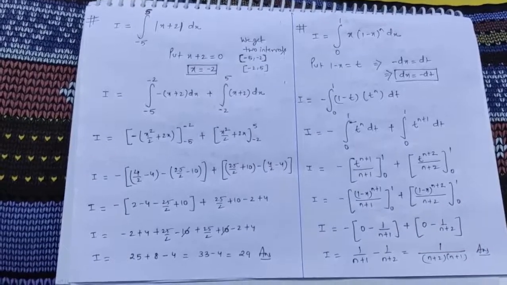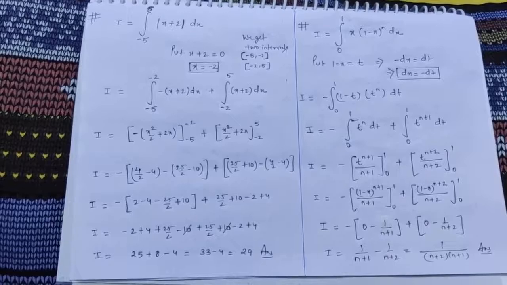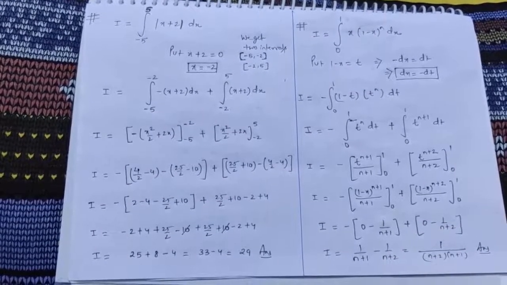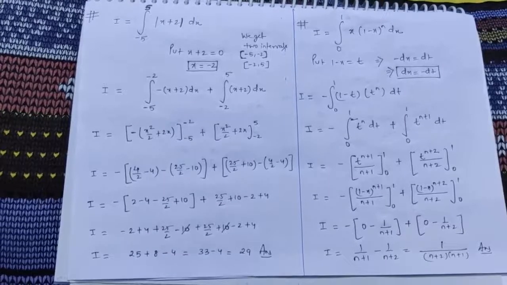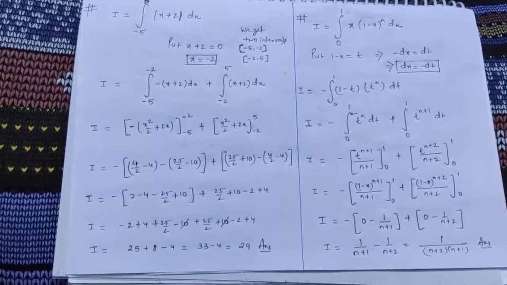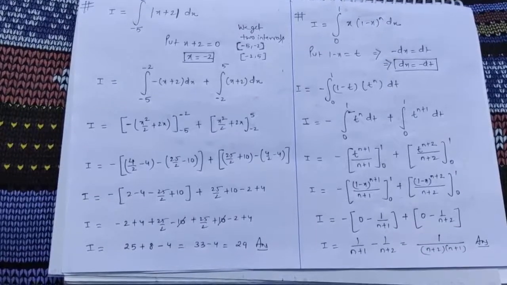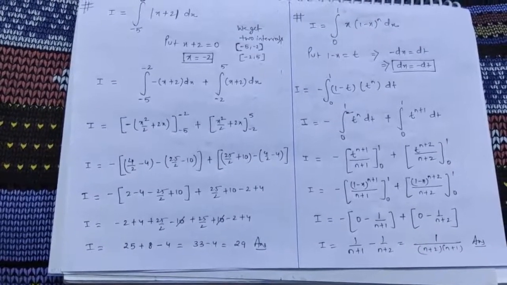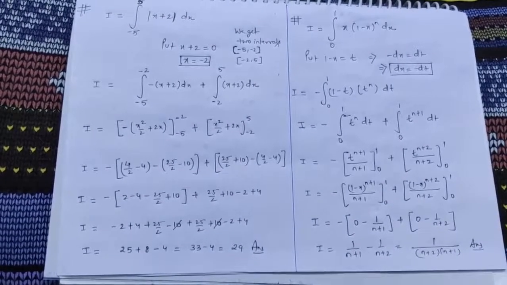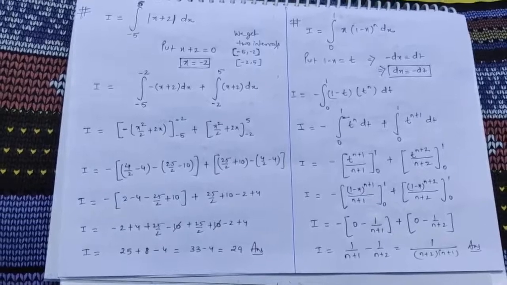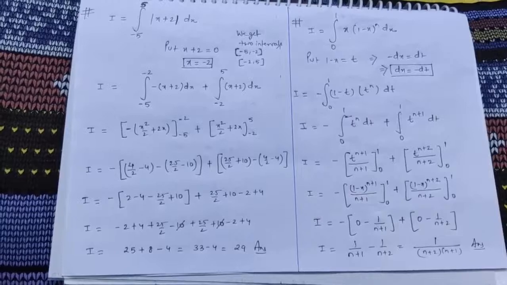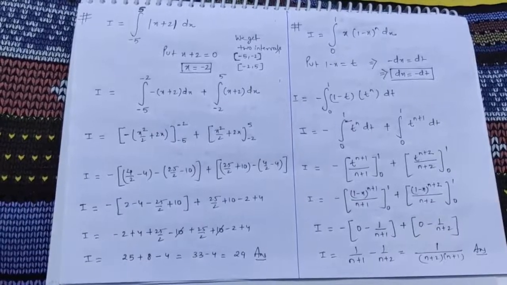When I put 1, I got the function completely 0, because 1 minus 1 equal to 0. And when I put 0, I got minus of minus 1 upon n plus 1 plus minus of 1 upon n plus 2, which gives us 1 upon n plus 1 minus 1 upon n plus 2. Taking the LCM and then simplifying, I got the answer 1 upon (n plus 2) multiplied by (n plus 1). So in both these questions, I have applied the general concepts. Please see the calculation carefully.